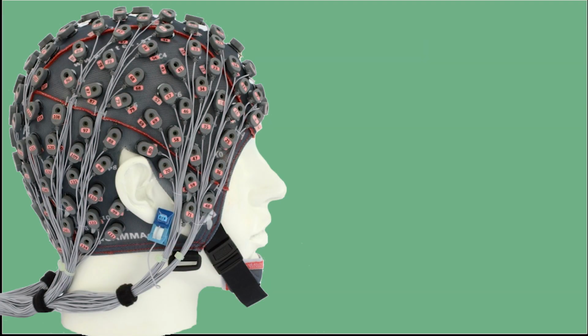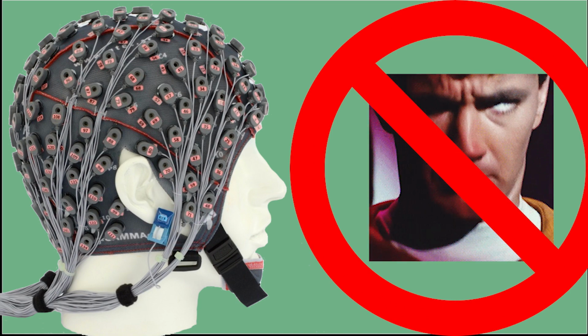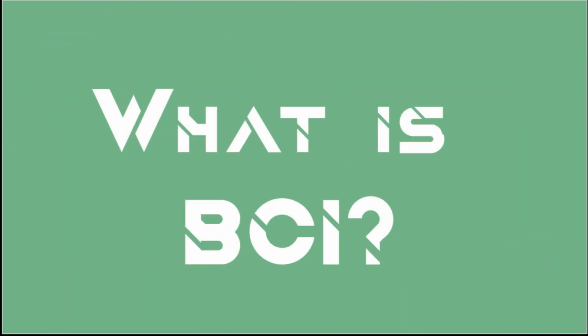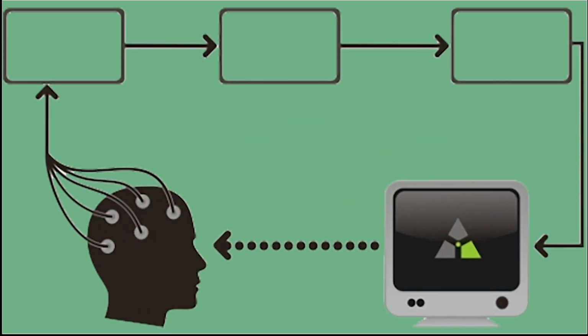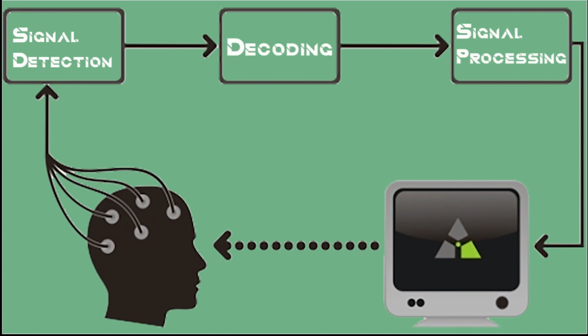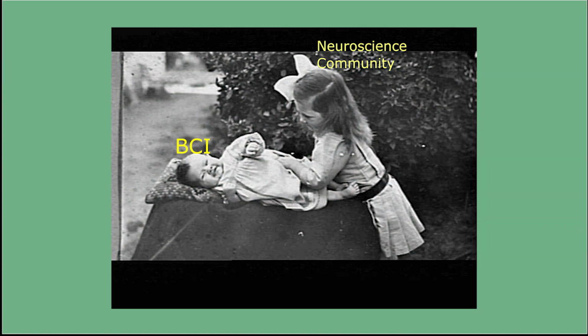So BCIs aren't quite advanced enough to hack our brains or overtly change reality. So what do we mean when we talk about BCI? Brain-computer interfacing is a blanket term for technology that detects, decodes, and performs actions based on brain activity. However, BCI is still in its infant stages.